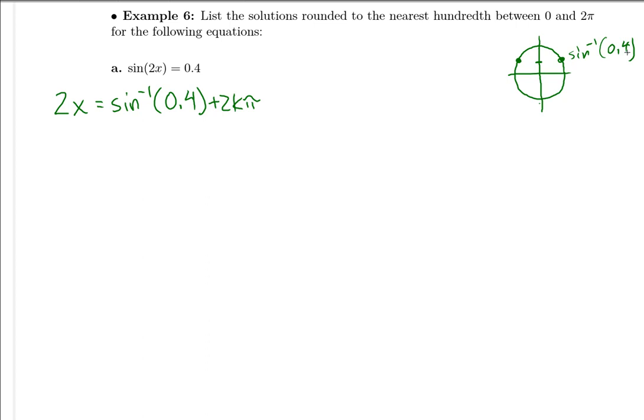Now for our other solution, the other part of our solution, we need to figure out this. But you can see what it should be, right? Or maybe you memorize this, but if you know that this is the sine inverse of 0.4, then all the way here, I could go pi and then backtrack that amount to get to my other one. So the solution there is pi minus the sine inverse of 0.4, and then, of course, plus 2k pi.